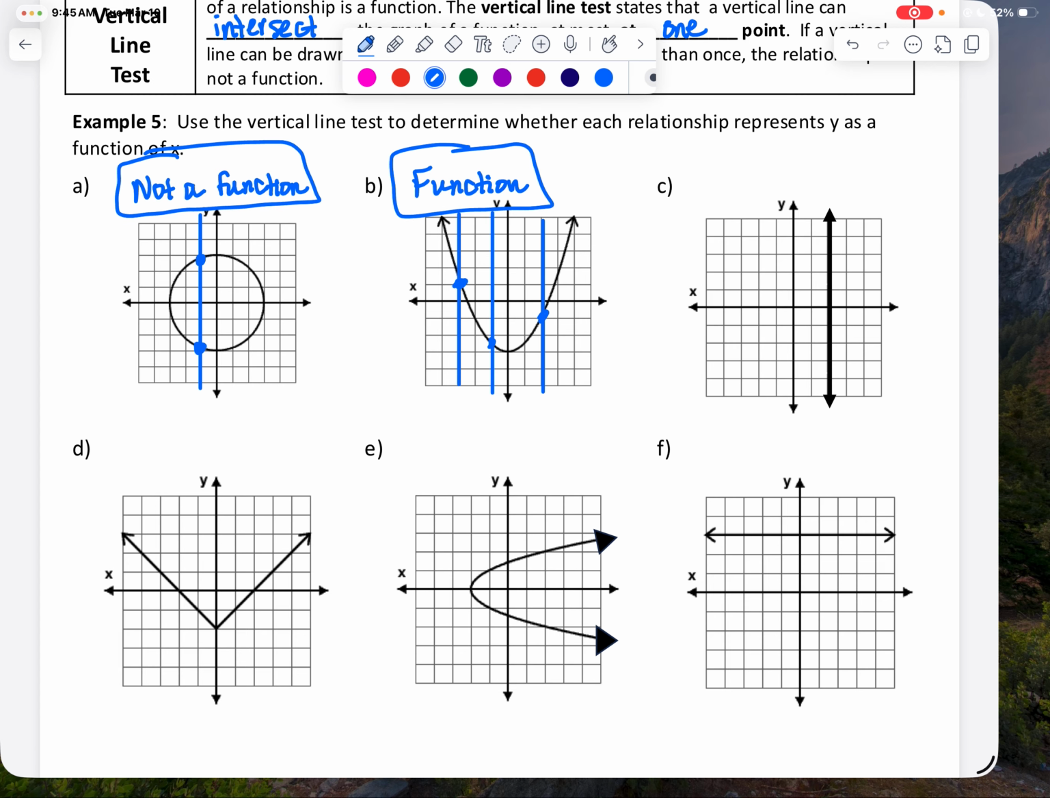Now, a lot of people get tripped up on problem C because it's a vertical line. How do you do the vertical line test on a vertical line? Well, there's only one place you can do the vertical line test, and that's right on top of the vertical line. So notice your vertical line test intersects this graph way more than one time, an infinite number of times. So this is not a function.